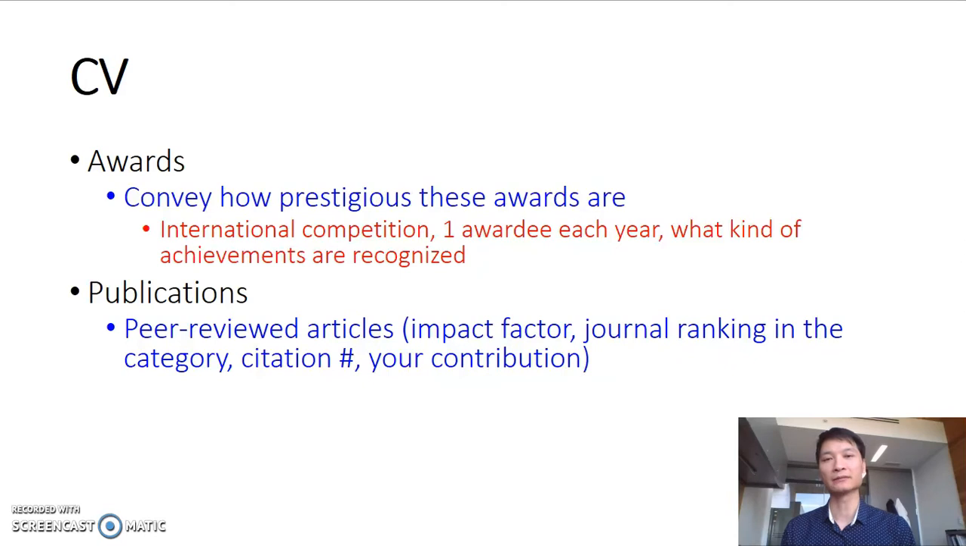So something that you can include in the publication list is the impact factor of the journal, or the journal ranking in this category, or the citation number. And you also want to include your contribution, especially if there are multiple authors and you are not the first author, but you did contribute significantly to this publication. You want to highlight your specific contribution and maybe quantify that as well.